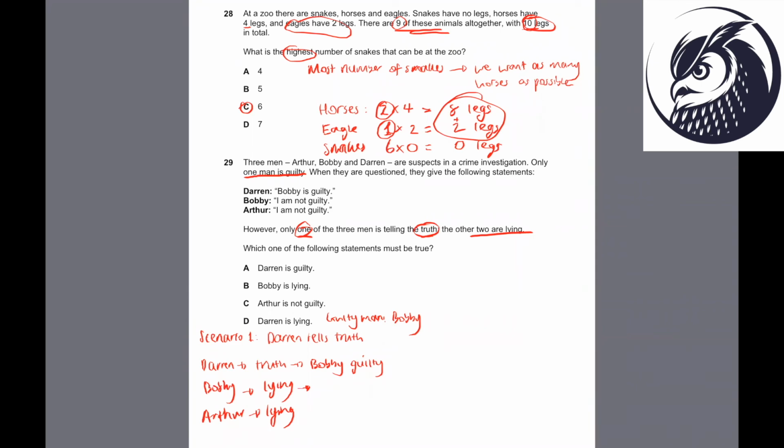Yep. And then now let's look at Arthur. Arthur says, I'm not guilty. But remember, Arthur's lying. So if Arthur is lying about saying, I'm not guilty, he's actually saying, I am guilty. And that's no good, right? Because we already know the guilty man is Bobby. So Arthur can't be the guilty man. So therefore, scenario 1 doesn't work. It's not the scenario that works for us.